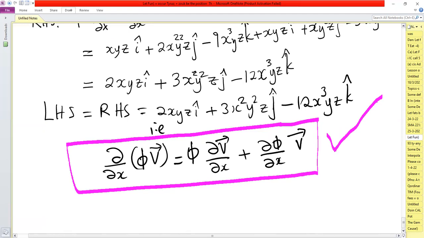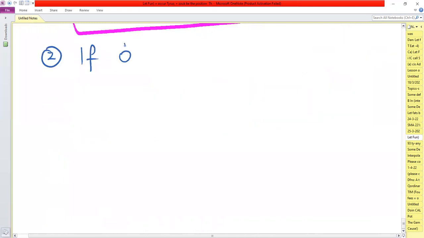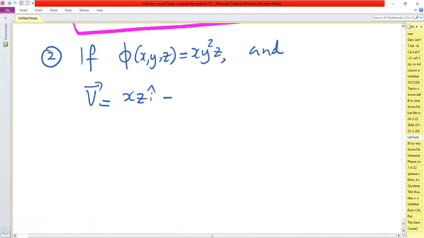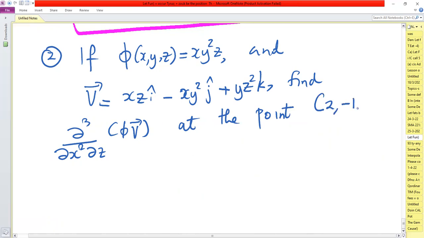And then another example. Number 2, given that phi of x, y, z is given by x y squared z, and we have a vector v given by xz i minus x y squared j plus y z squared k, find the third partial derivative partial x squared partial z of phi v at the point 2, minus 1, 1.